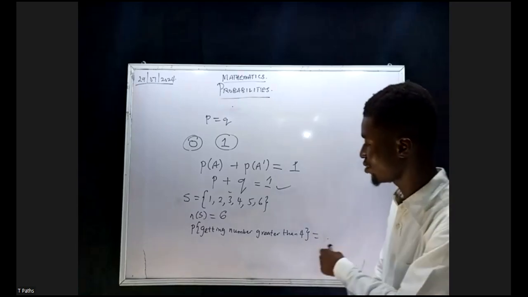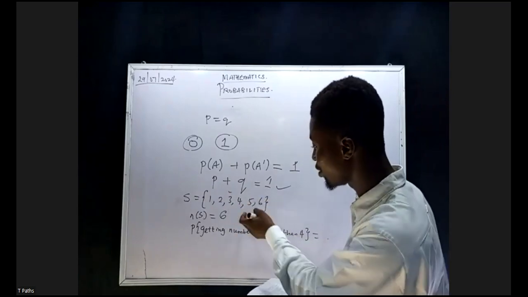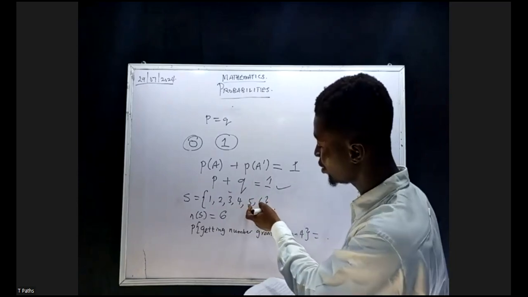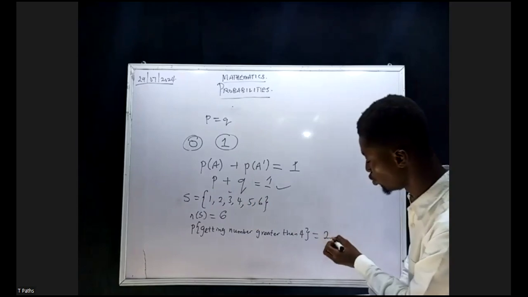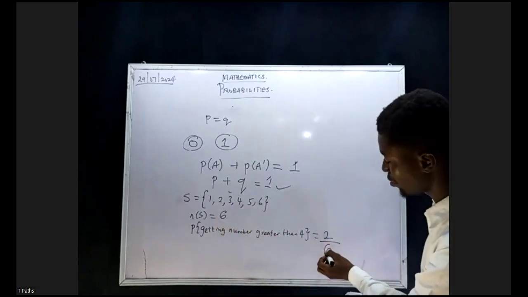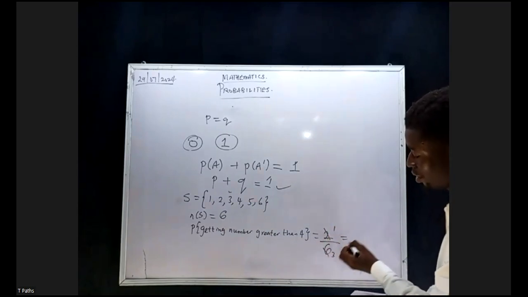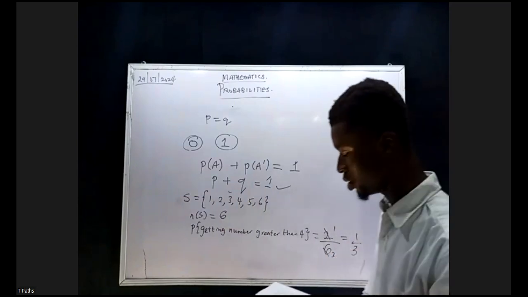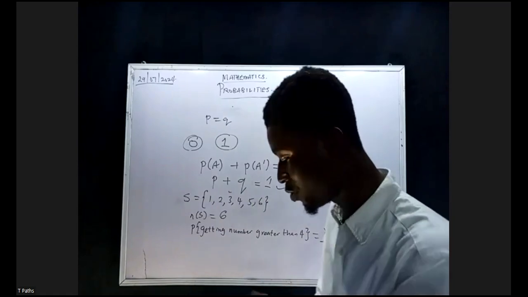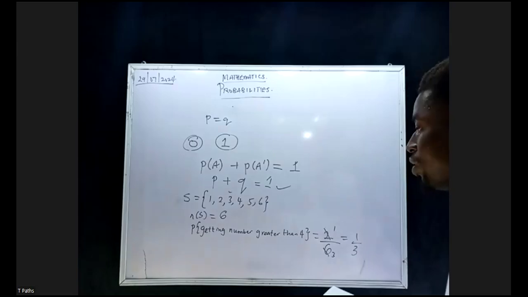Let's just go straight to the point. What are the two numbers greater than 4? 5 and 6, right? We count 1, 2. So 2 over the total number of sample space, which is 6. So 2 over 6, if you divide, gives me 1 over 3. Do we get that now? The answer is option D, 1 over 3.